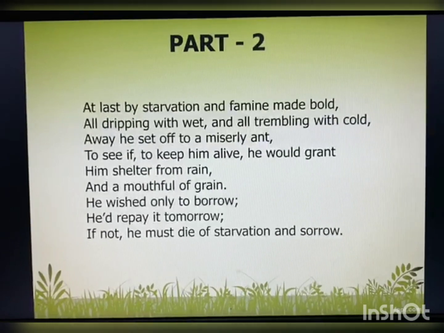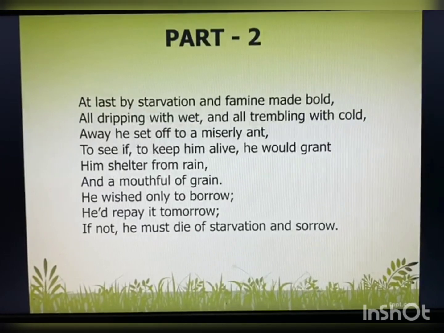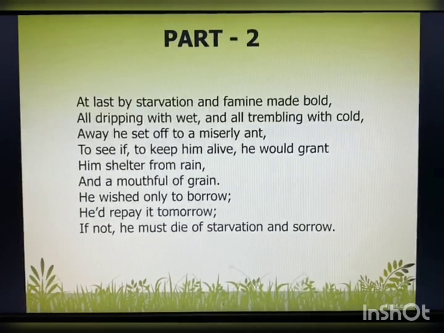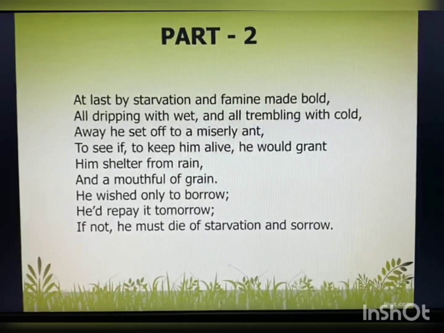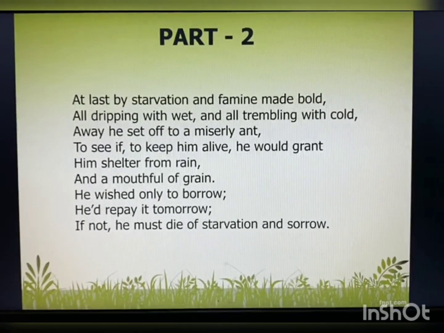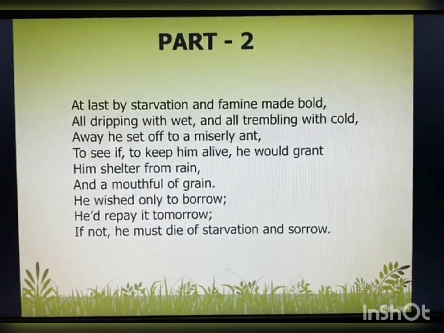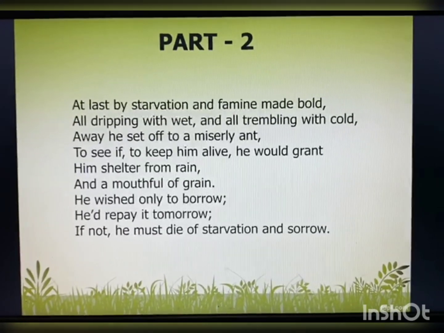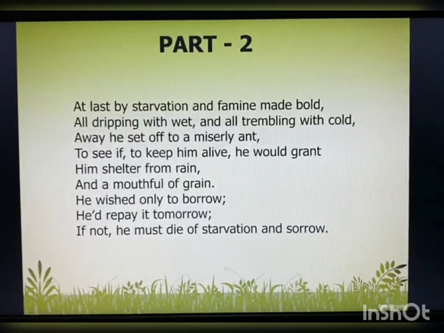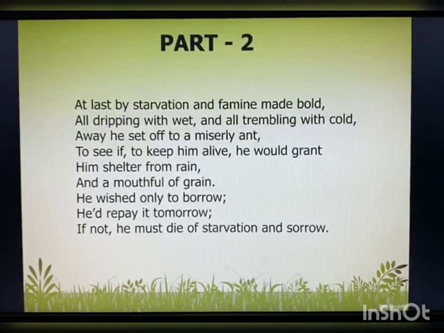At last, by starvation and famine made bold. Here starvation means hunger and famine means a critical time. All dripping with wet and all trembling with cold. Trembling here means shivering. Away he set off to a miserly ant to see if, to keep him alive, he would grant him shelter from rain, and a mouthful of grain. He wished only to borrow. He had repay it tomorrow. If not, he must die of starvation and sorrow.